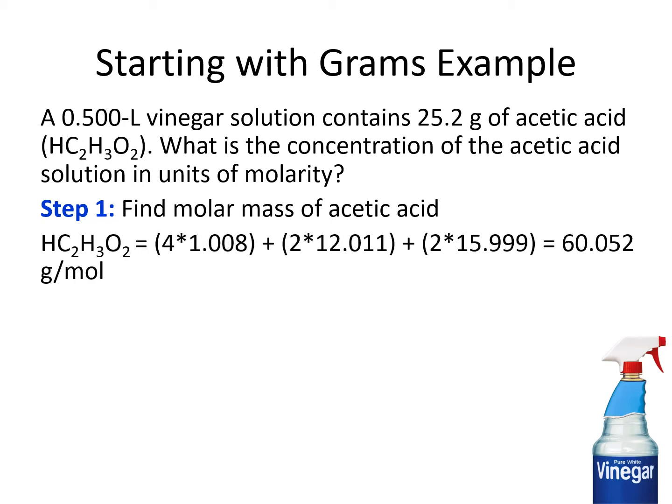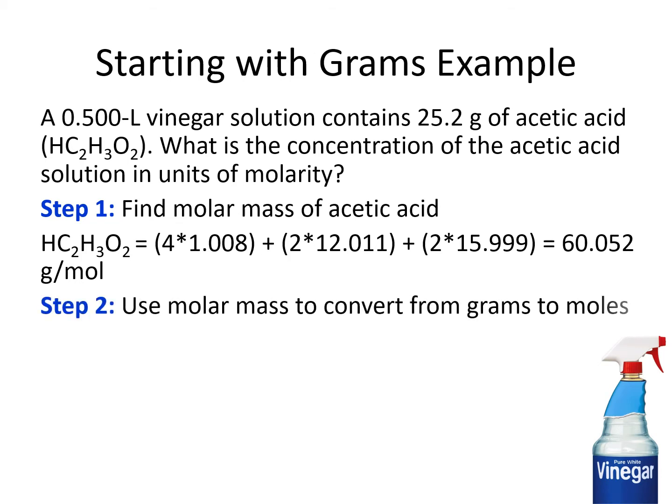We've got 4 times the mass of hydrogen plus 2 times the mass of carbon plus 2 times the mass of oxygen, and we add those up and get 60.052 grams per mole. Now that we have the molar mass of acetic acid, we can convert grams into moles. We take 25.2 grams and divide by the molar mass, which is 60.052 that we just calculated, and that gives us 0.4196 moles as the amount of acetic acid that we're putting into our solution.